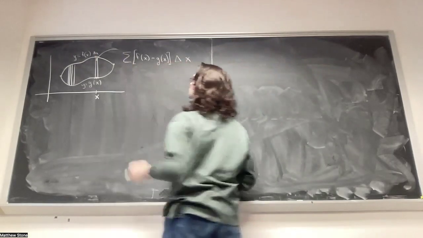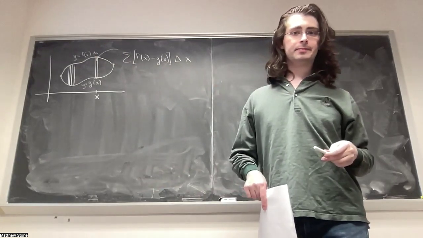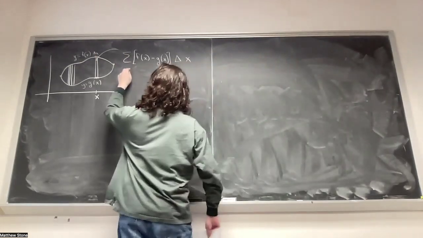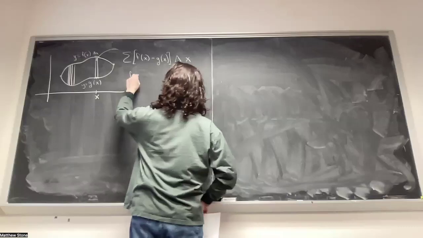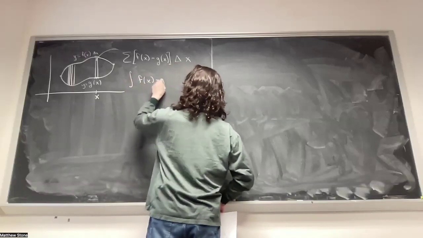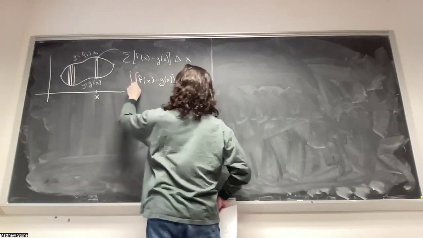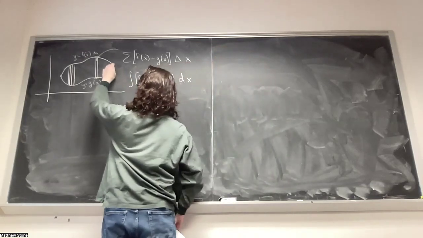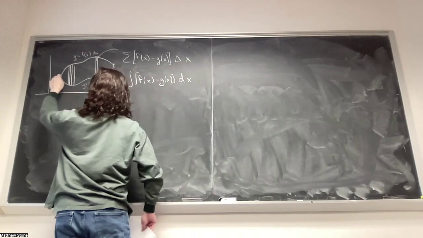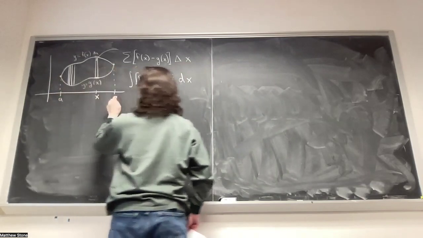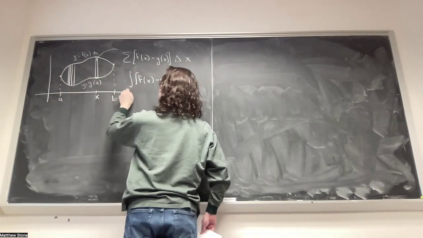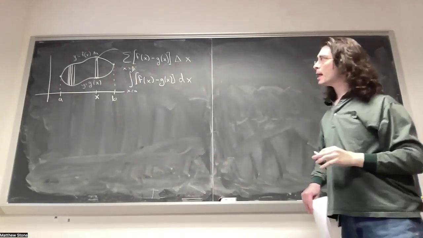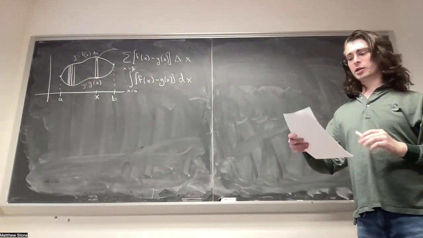And then we sum over all the various different slices, which, as delta x gets smaller and smaller, approaches the integral of f of x minus g of x dx. As for the bounds of integration, those are given by the points of intersection between the two functions here at some points a and b. And so we go from x equals a up to x equals b. And this allows us to compute the area of such a region.